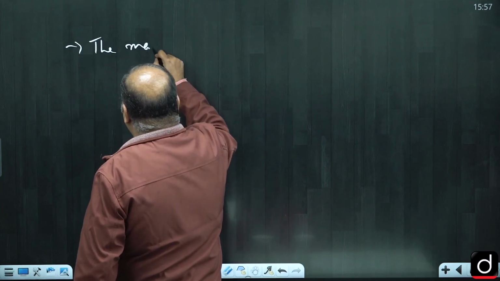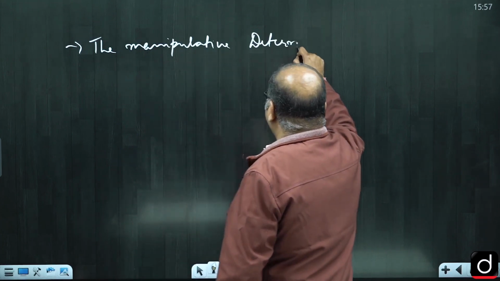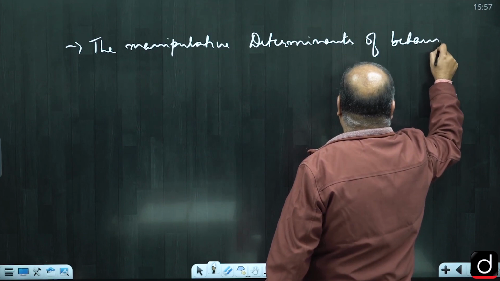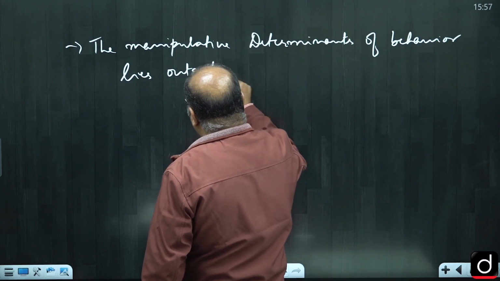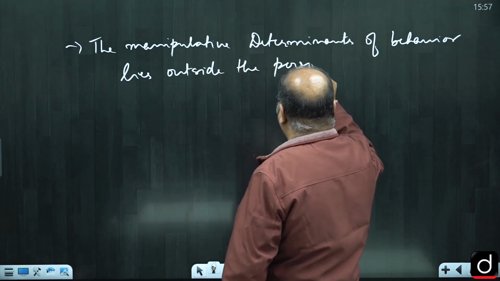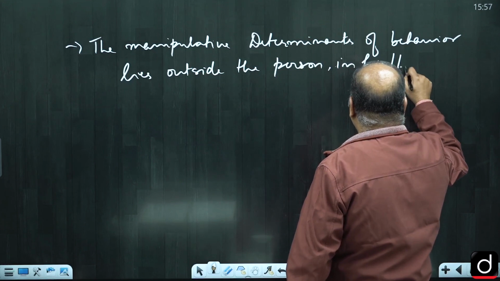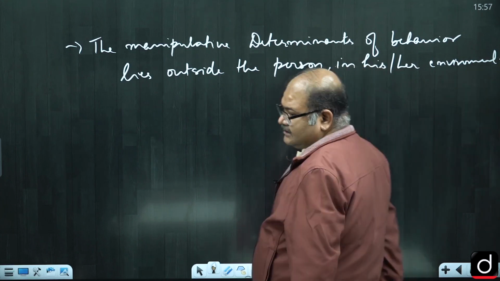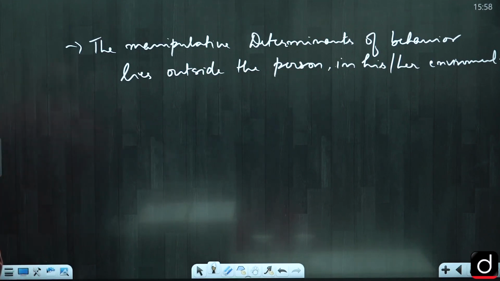The manipulative determinants of behavior lies outside the person, in his or her environment. The manipulative determinants of behavior lies outside the person in the environment.